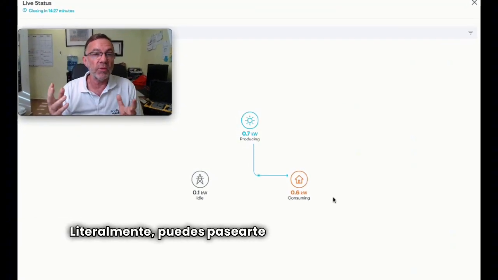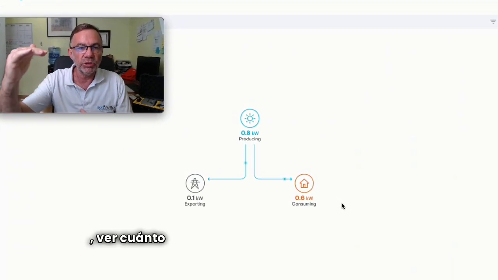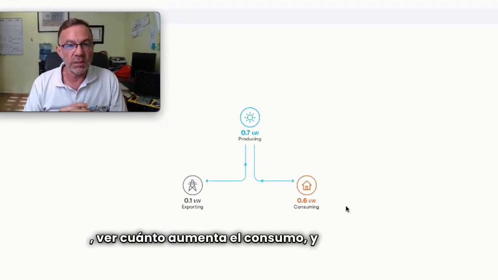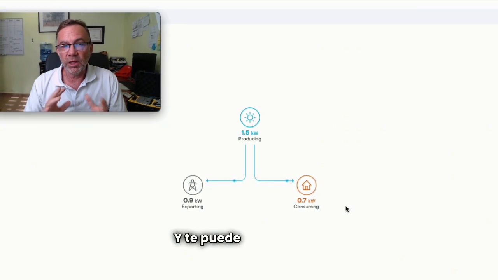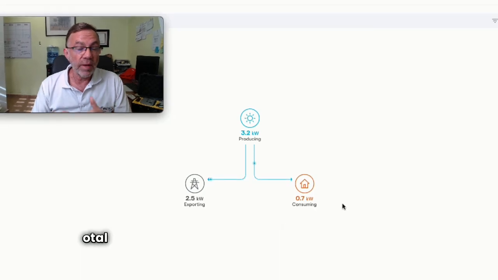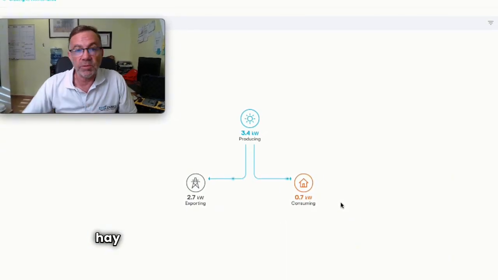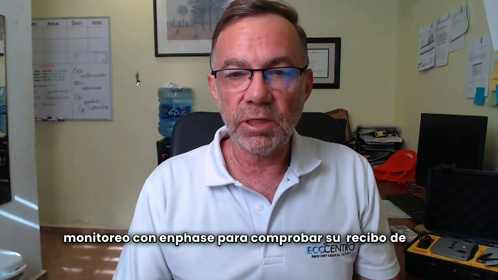You can literally walk around your home, turn appliances on, see how much the consumption increases, and then when you turn them off, see how much it decreases, and it can give you an idea of whether it's consuming what it should, or perhaps it's over-consuming because maybe there's a problem with that particular appliance. So there you have it. That's a way for you to use your Enphase monitoring to check your CFE bill.